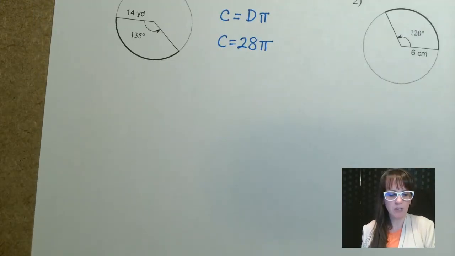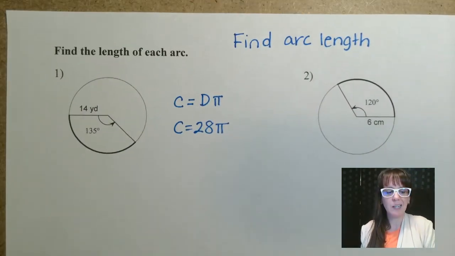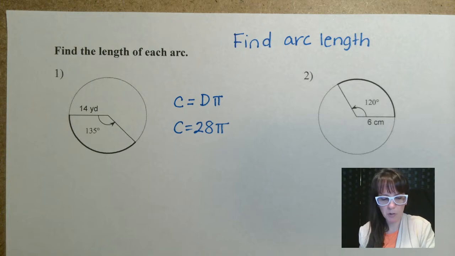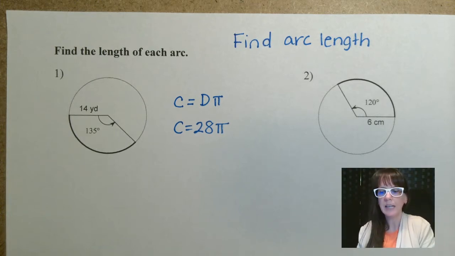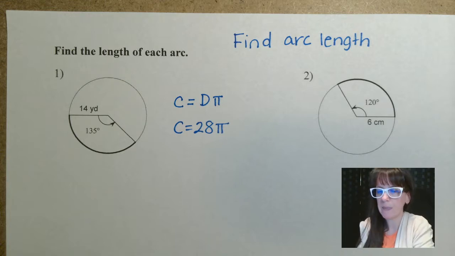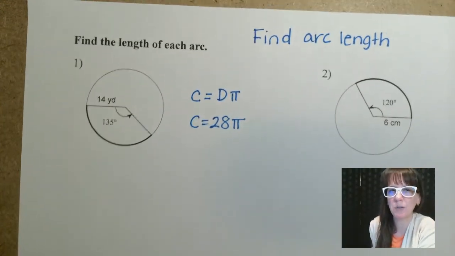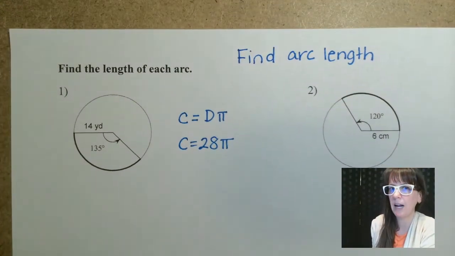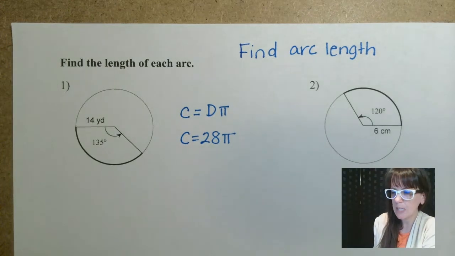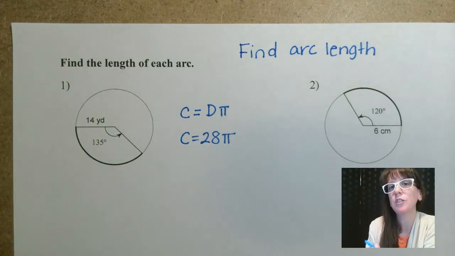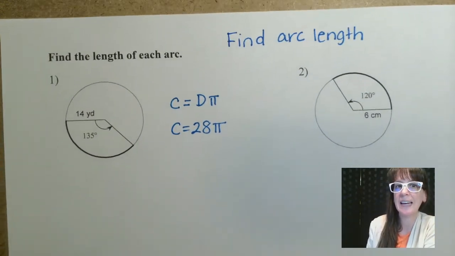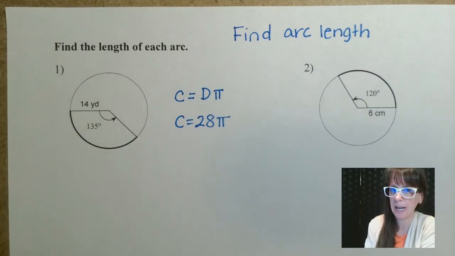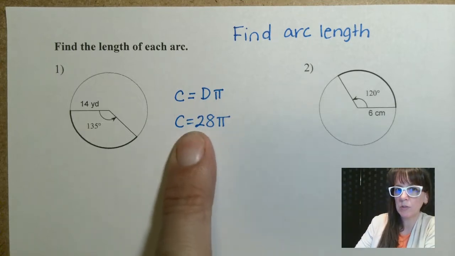Now, you can use your pi button to multiply. Don't use 3.14. Use your pi button because it's like 3.1415 and it goes on. Your pi button is more accurate. If you don't have a pi button, you can do 22 divided by 7, but I would highly recommend using your pi button. Now, leaving things in terms of pi is a much more accurate answer, and that would be considered an exact answer, and that's what we're going to do today. So this is our total circumference.